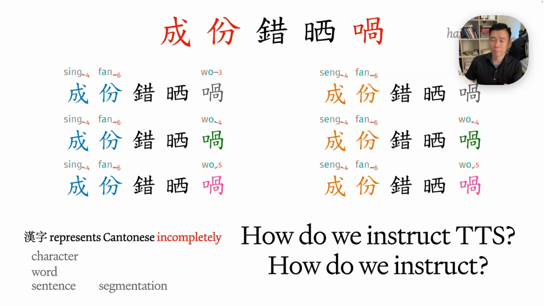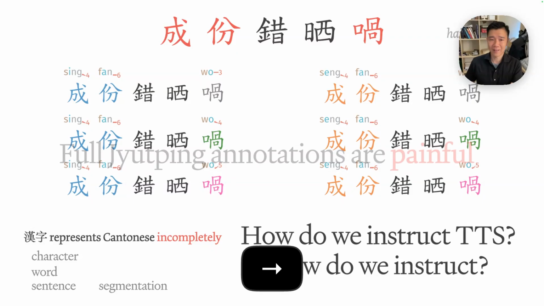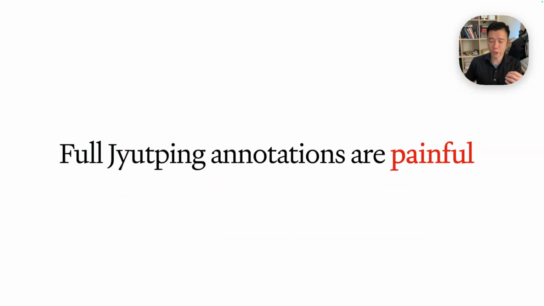It's a problem to instruct a text-to-speech engine, and it is also a problem for instructing real humans. So usually at this point, what we do is we annotate everything with Jyutping so the sense is clear. And from my experience, I can tell you that full Jyutping annotations are really, really painful.